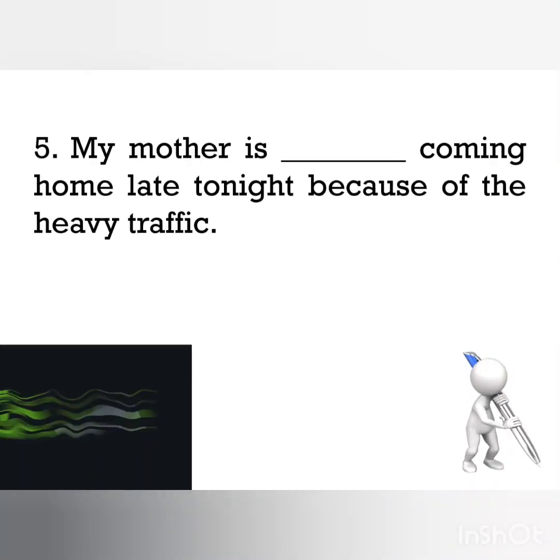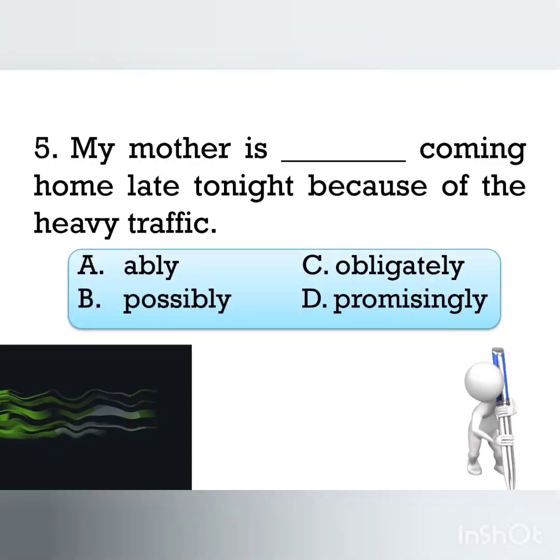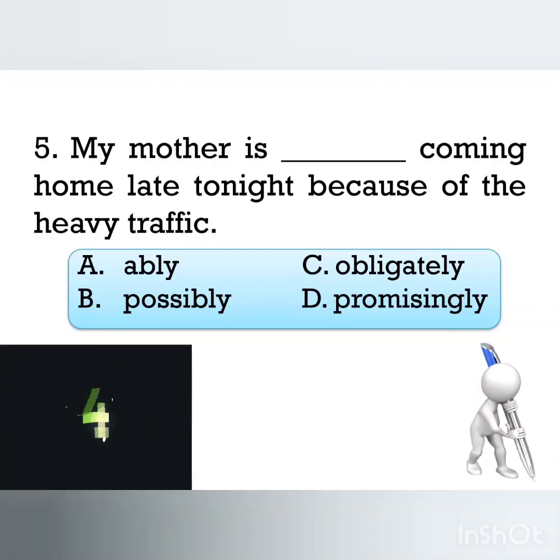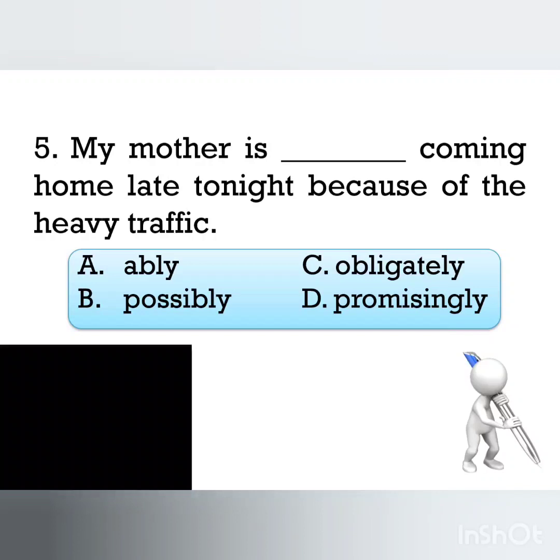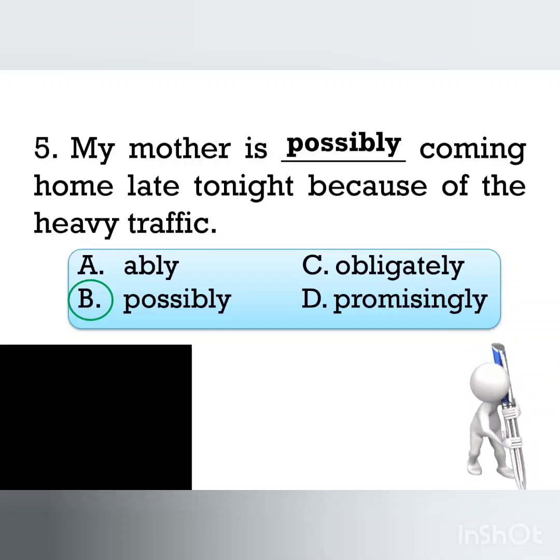Number 5. My mother is blank coming home late tonight because of the heavy traffic. The choices are letter A, ably, letter B, possibly, letter C, obligately, letter D, promisingly. And the correct answer is letter B, possibly. My mother is possibly coming home late tonight because of the heavy traffic.